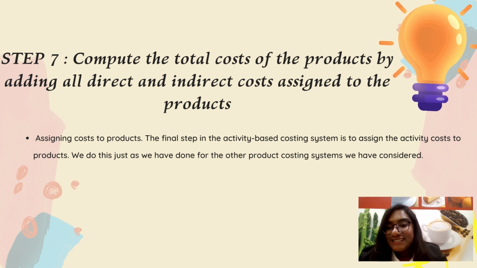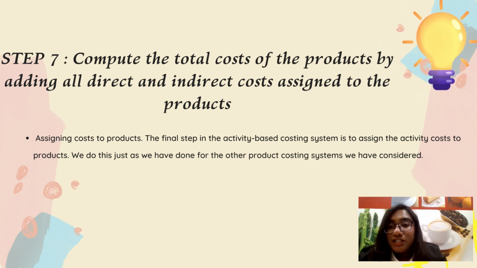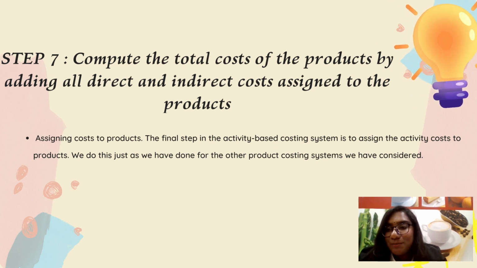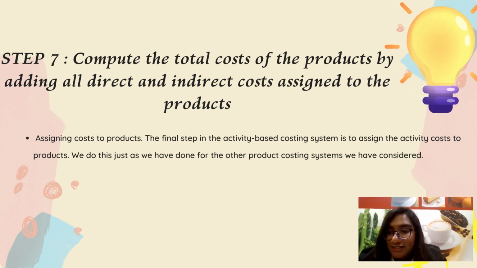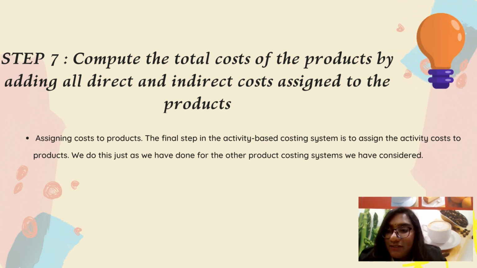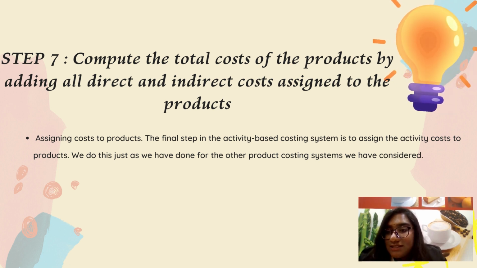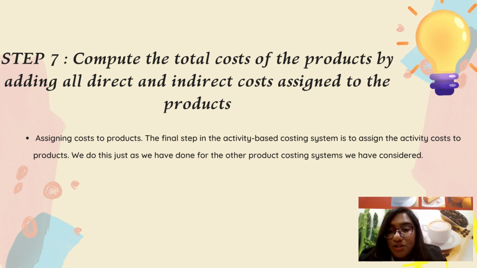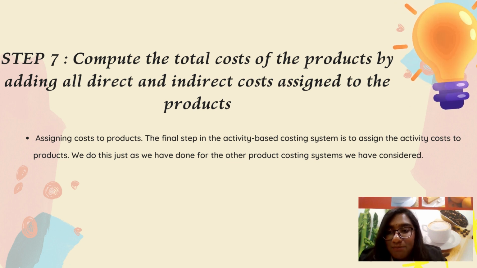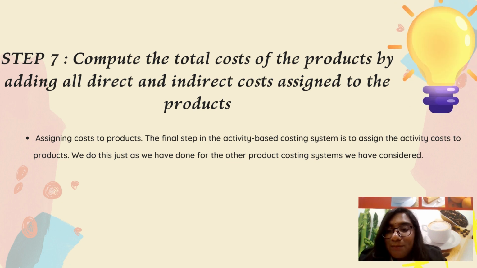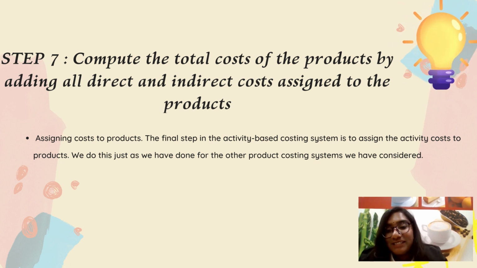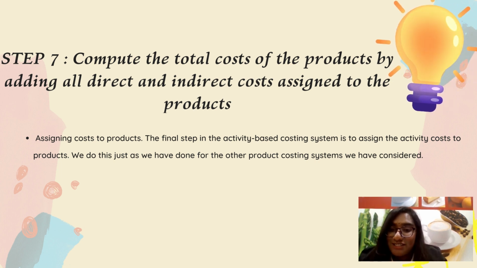We are here with the final step, step 7. Compute the total cost of the products by adding all direct and indirect costs assigned to the products. Assigning costs to the products, the final step in the activity-based costing system is to assign the activity cost to the products. We do this just as we have done in other product costing systems we have considered. We multiply the cost driver rate by the number of units of the cost driver in each product. I hope I have clearly explained the first step to the seventh step.